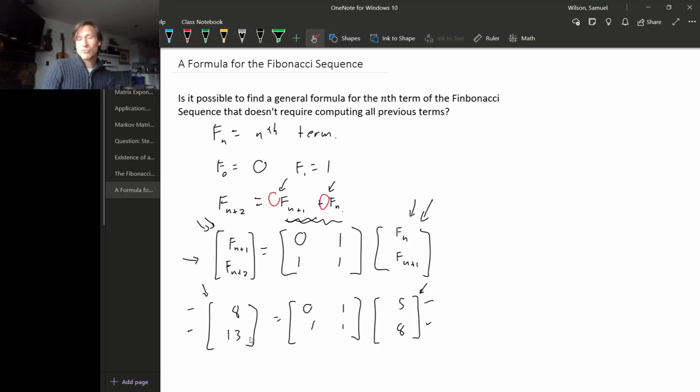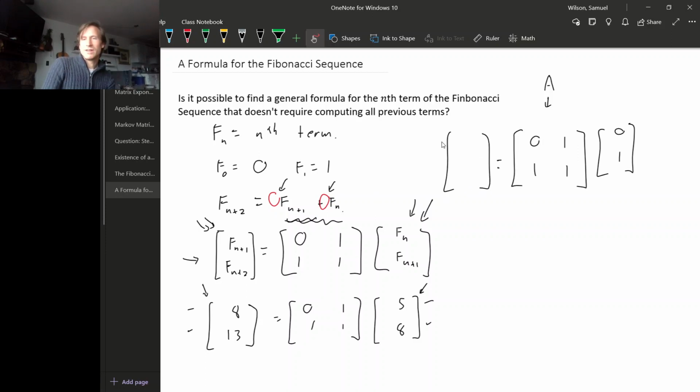Now, the nice thing about phrasing it this way is we can imagine starting at the beginning of the sequence, which was 0, 1, and then we know to advance to the next step in this sequence, we just multiply by this matrix, 0, 1, 1, 1. I'm going to call this matrix A. This would take us to the next term, but to get from the second term to the third term, we would just multiply by this matrix again.